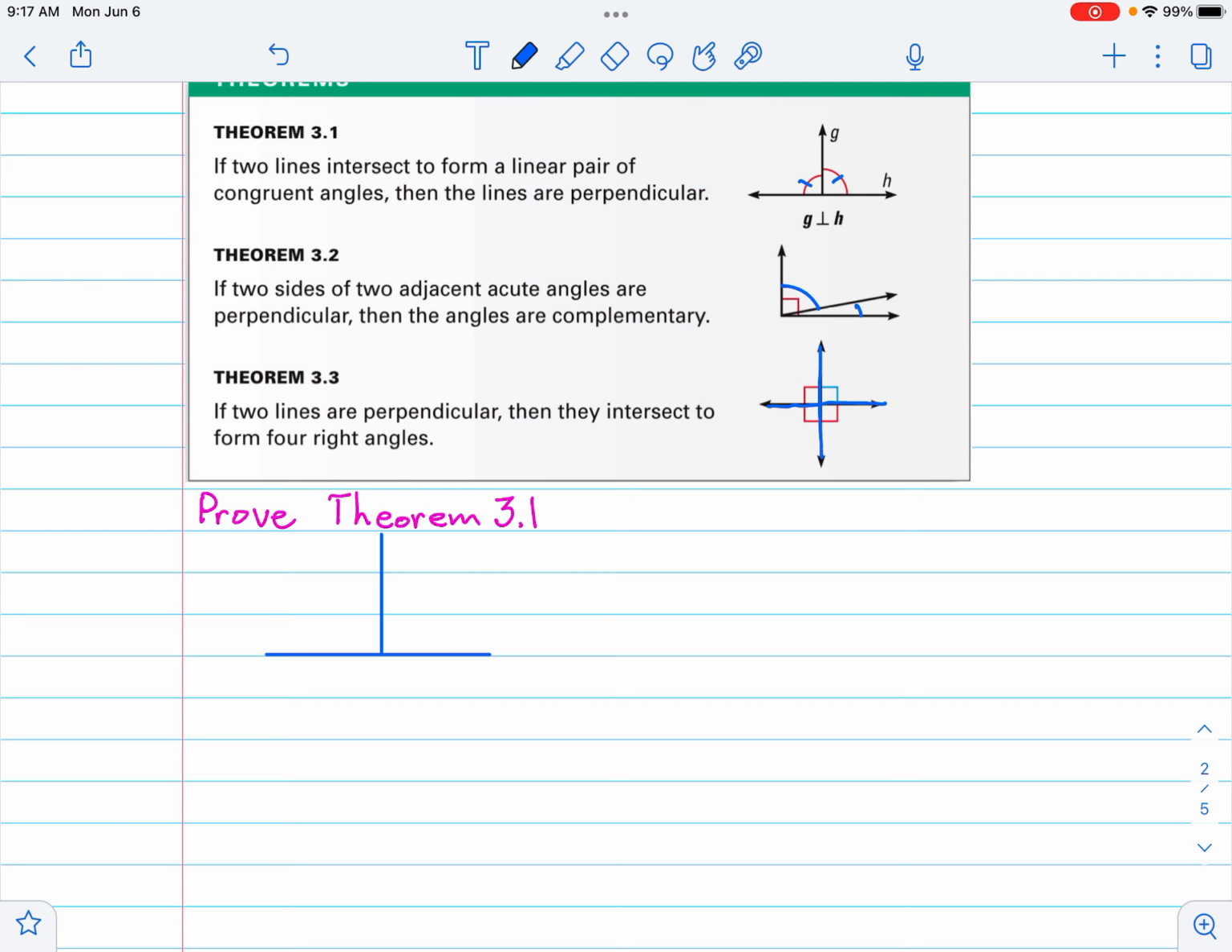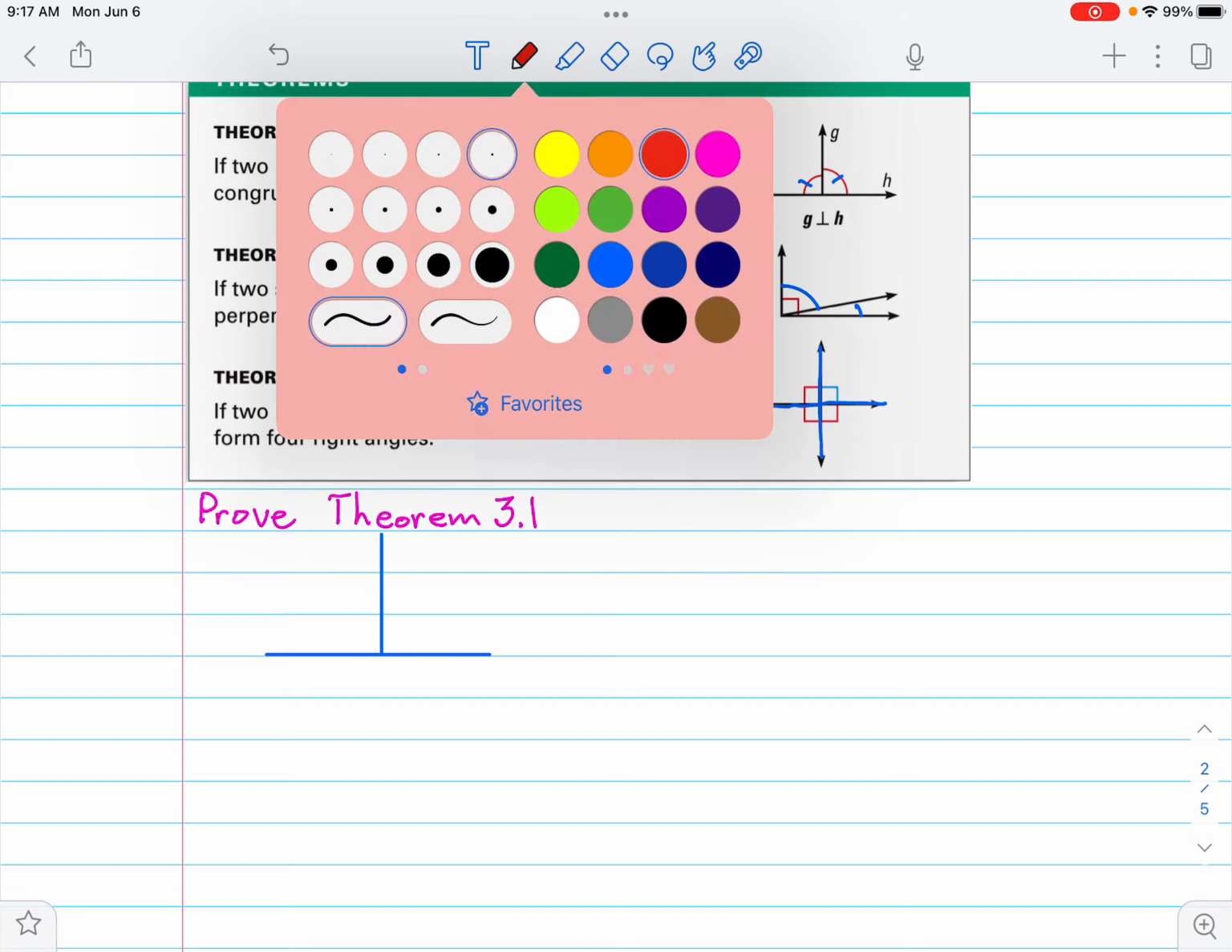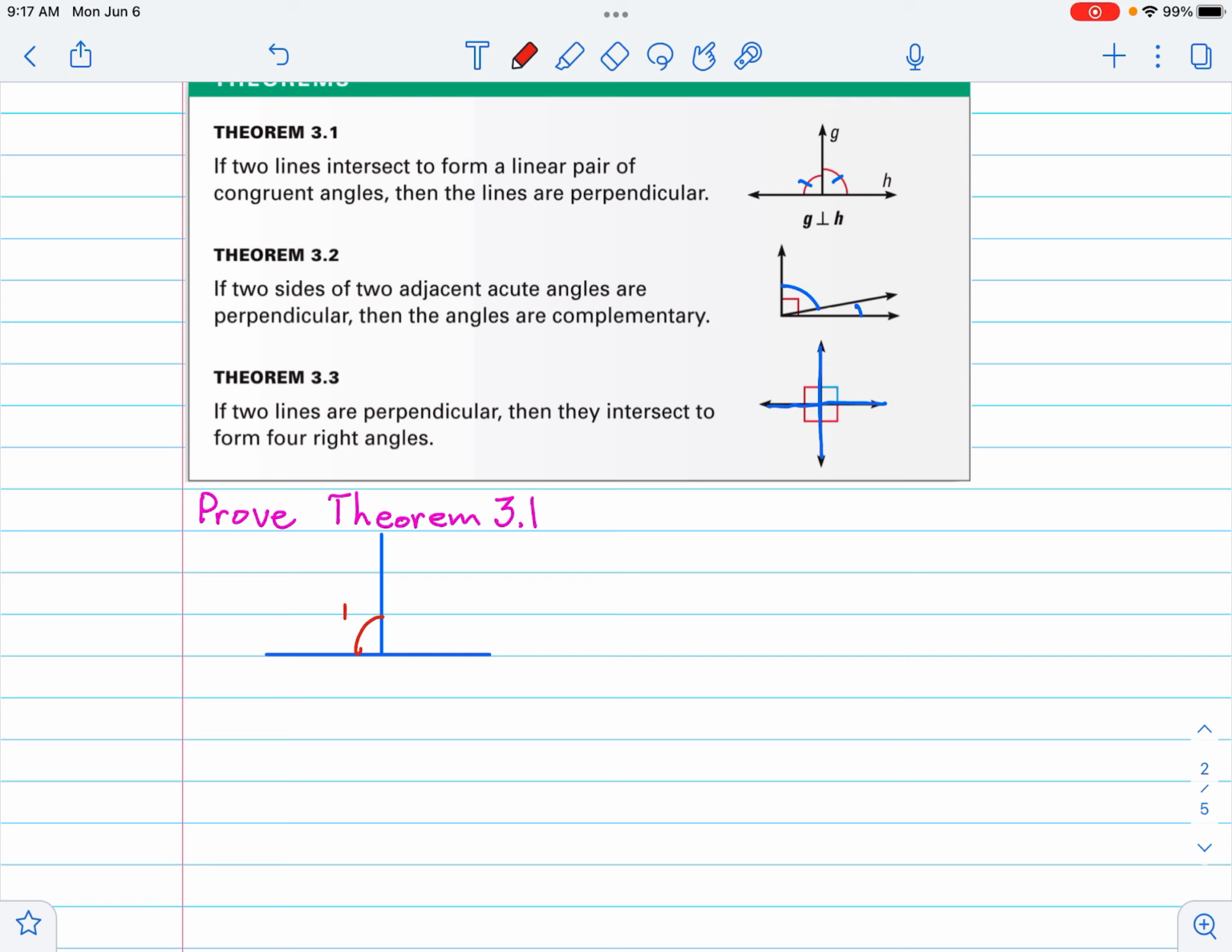And I'm going to say this over here is angle 1. And this here is angle 2. Okay. So I'll call this H and this G. So we've got this line. These two lines intersect. Now, let's see, this theorem calls for these two angles to be equal. So let's suppose angle 1 is congruent to angle 2.